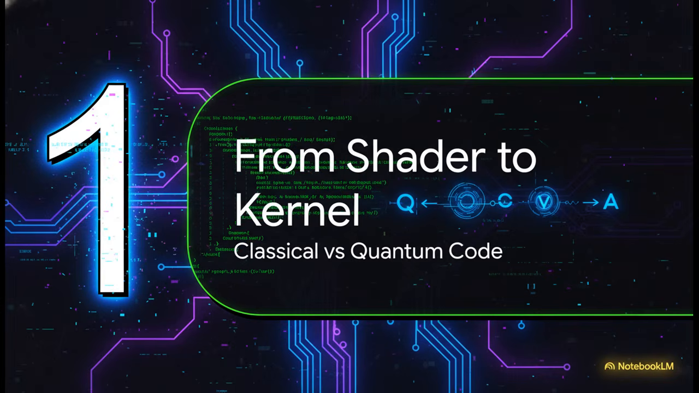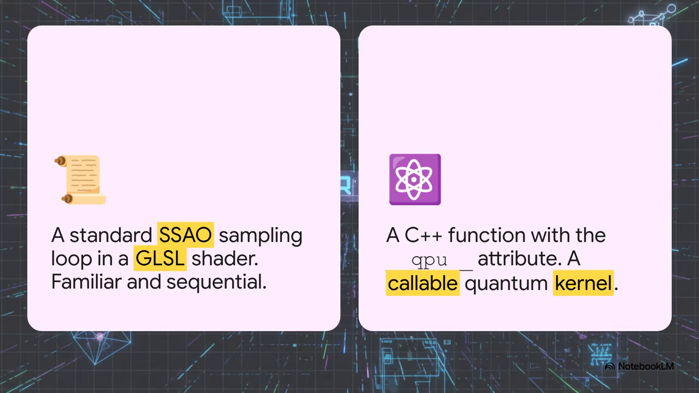Okay, first things first. Let's get our hands dirty and look at some code. We're going to see how a graphic shader you might be familiar with transforms into something totally new, a quantum kernel. So on the left, that's a standard GLSL shader. If you've ever done any graphics programming, this should look super familiar. It's a little program that runs on the GPU calculating pixel colors. But check out the right side.